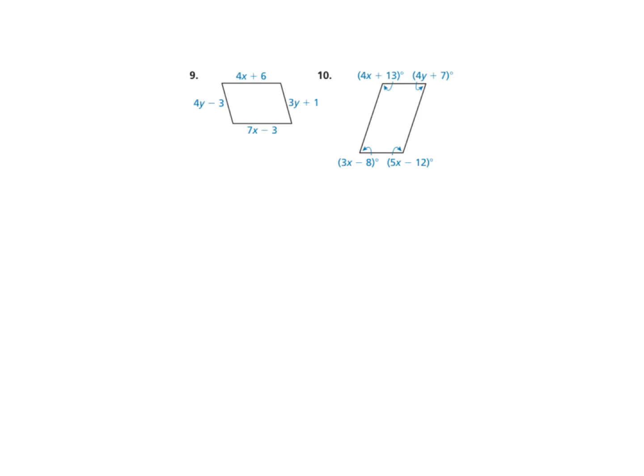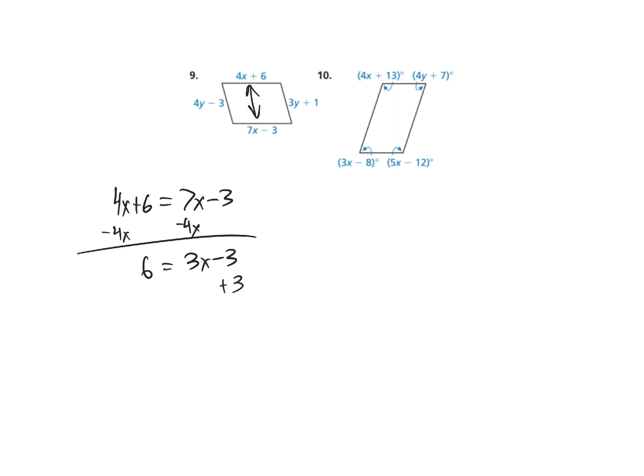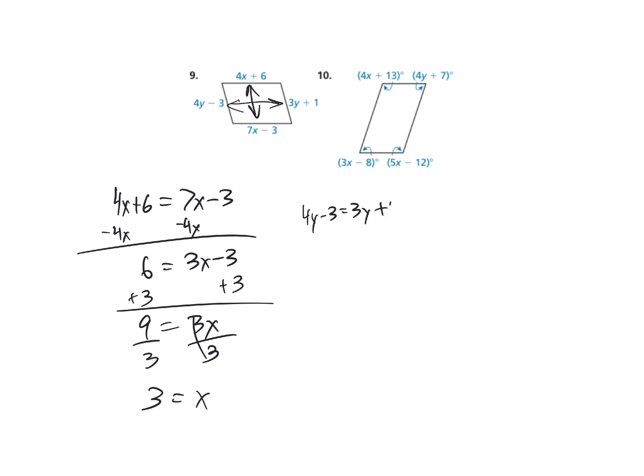All right, so now, same type of thing, but you have to set these equal to each other. So 4x plus 6 has to be equal to the opposite side. So we solve. I'm going to take 4x to the right, and 6 equals 3x minus 3. And I'm going to add the 3 to the left, and then I'll divide off the 3. So x equals 3. But what about y? You have to set those equal to each other. So we have 4y minus 3 equals 3y plus 1.